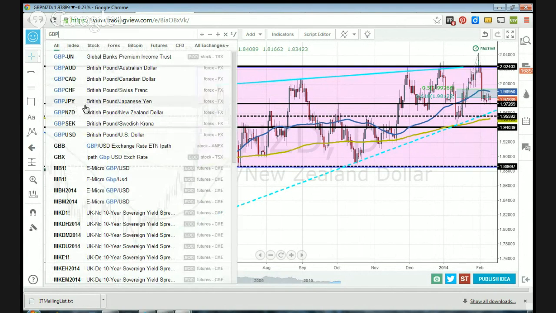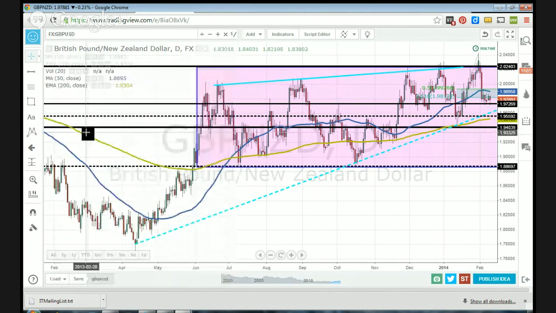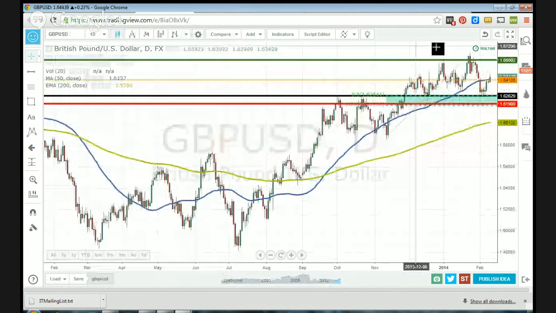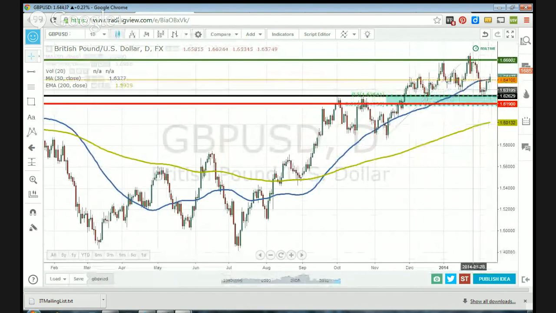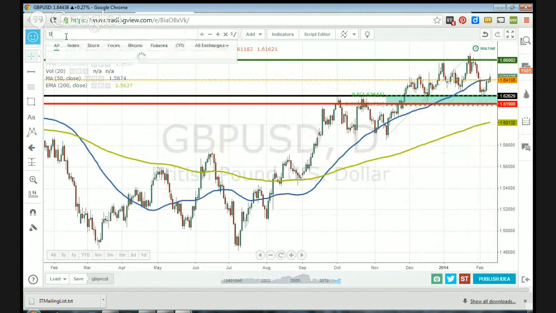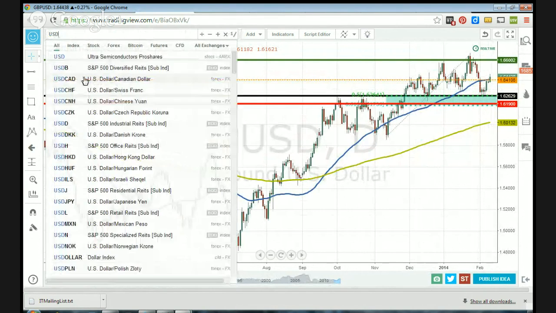Pound US dollar, we talked about earlier. Great technical setup on that. Let's look at it real quick. Yeah, this candlestick type of thing, really something I like. Okay, so that's it for pound dollar. Let's go to dollar Canada.